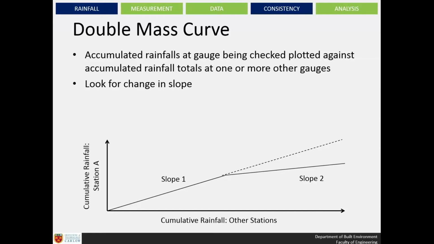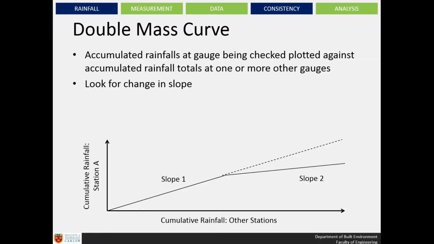So the first technique is this idea of double mass curves. This is similar to what Judith covered yesterday with cumulative discharge curves. It's a technique for checking consistency over time. Basically, to plot a double mass curve, you plot the accumulative rainfall at the gauge you're interested in against the accumulated rainfall totals at one or more other gauges, so either a nearby gauge or a series of nearby gauges.